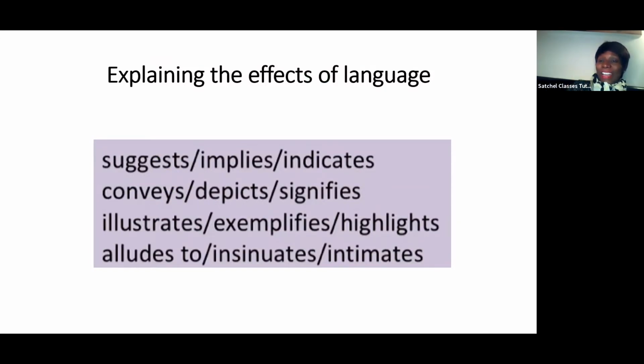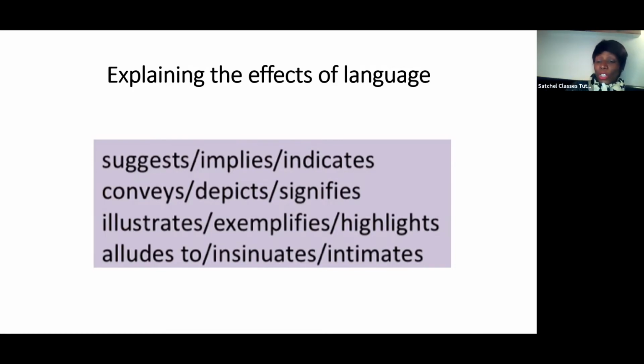It's about the effects of language. And to ensure that you use effects, here are some really useful phrases and verbs. So you could use things like suggests, implies, indicates, depicts, conveys, illustrates. And once you're using these kind of words, you know that you're really focusing on the effects of language and you're not just being descriptive.